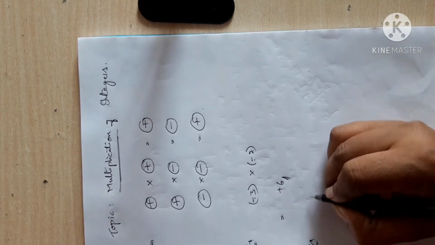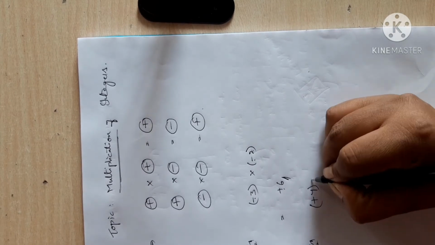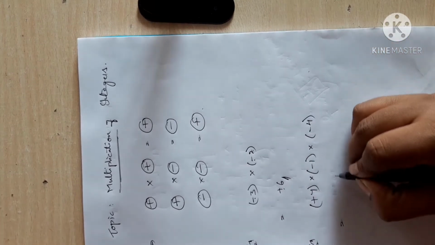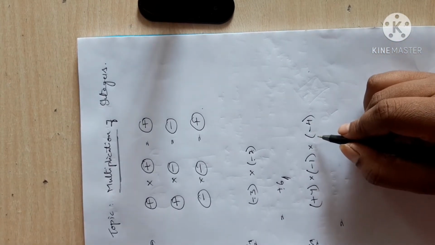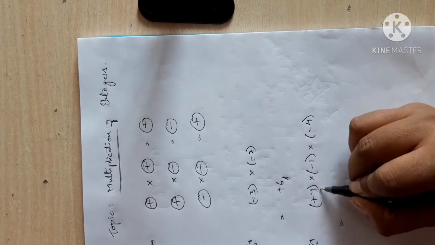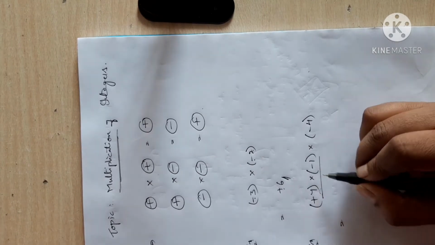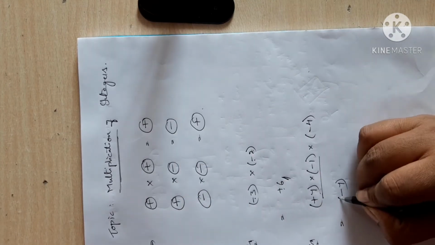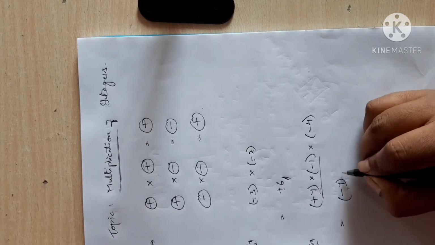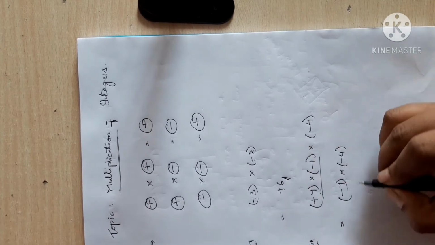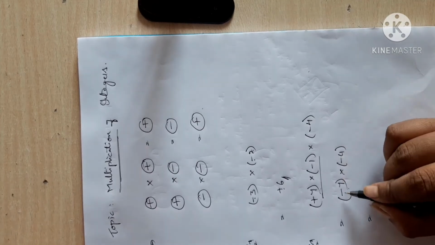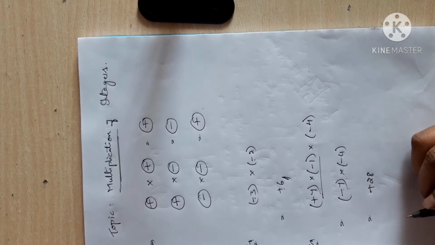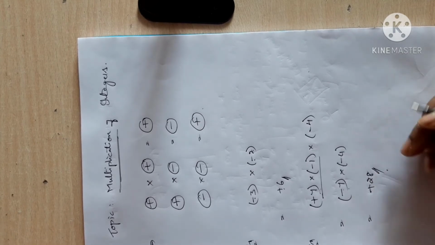Next, take one more: plus 7 into minus 1 into minus 4. When three integers are given to multiply, first you need to take the first two. Plus into minus, minus. 7 ones are 7. So the product of these two is minus 7, into minus 4 as it is. Now take these two again. Minus into minus, plus. 7 fours are 28. So plus 28 is the answer.